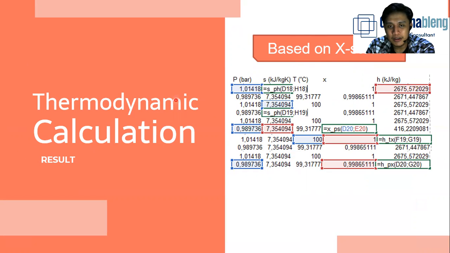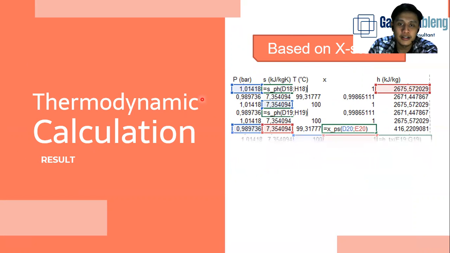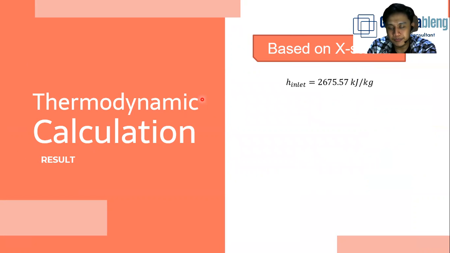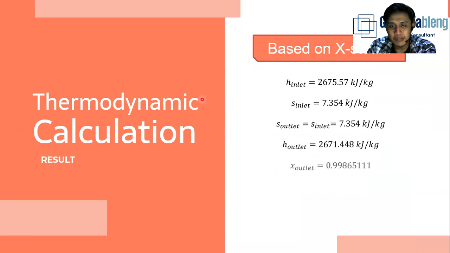And here the thermodynamic calculation, I use EES. Here is the EES, and here is the formula. I use EES 2.6, I think, and here is the result. By EES, I can find the X at the outlet instantly.